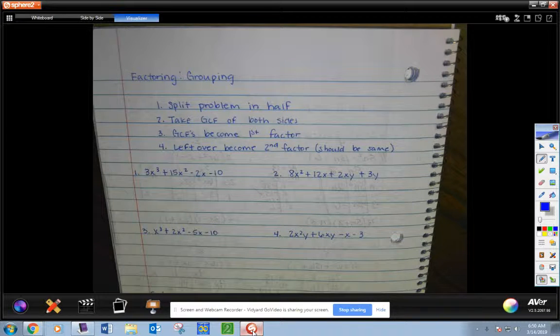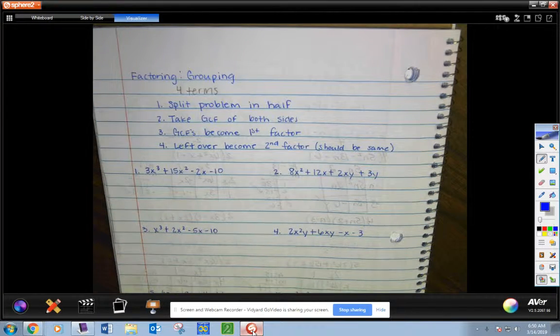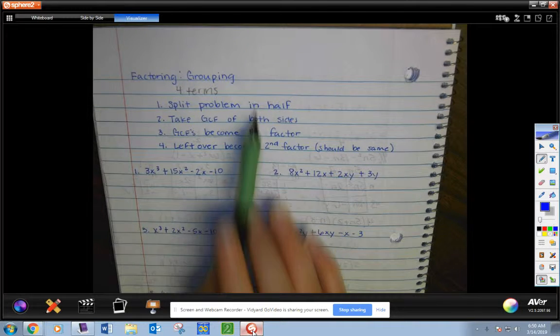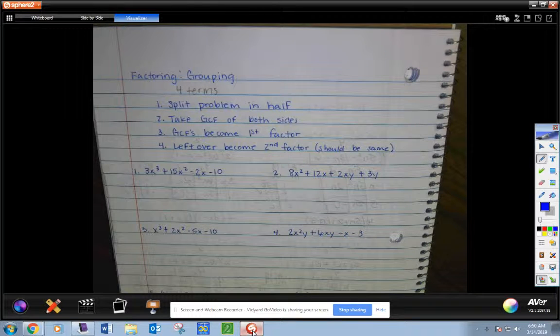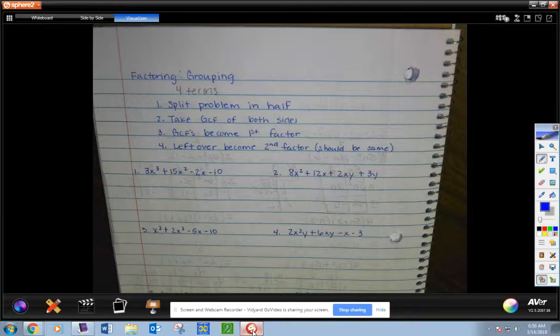Okay, when you're grouping, this now has 4 terms. Y'all have been used to seeing just 2 or 3, so now it's just a polynomial. What you're going to do is the first step is split the problem in half. After you split it in half, you're going to take the GCF of both sides. Now, when you take the GCF, if 1 is your GCF, you have to take 1 because you have to have something on both sides. Okay, the GCFs become your first factor, so whatever you divided by on both sides, and whatever you get when you divide it by becomes a second factor, and it should be the same thing.